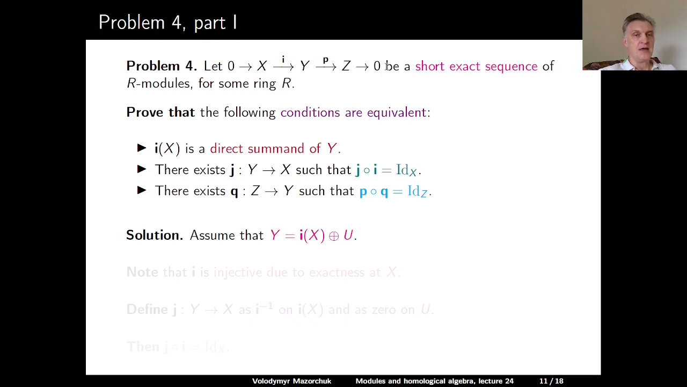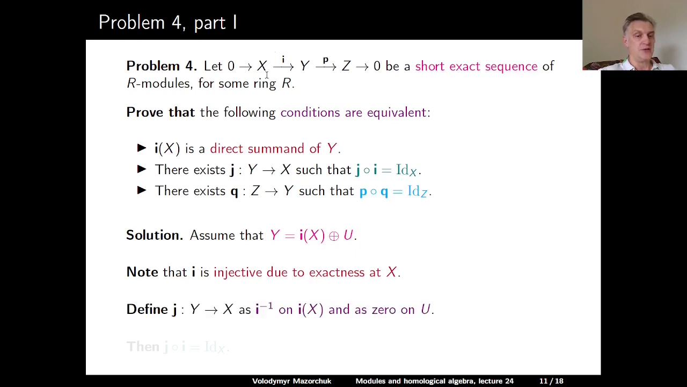Solution. Assume first that Y is a direct sum of I of X and U. Note that I is injective because of the exactness of our sequence at the position of X. Define J from Y to X as I inverse on I of X and as 0 on U. Then by construction, J after I is the identity on X. So the first condition implies the second condition.